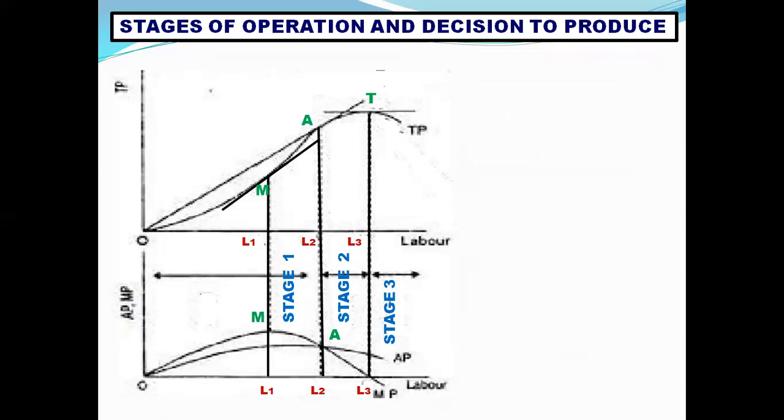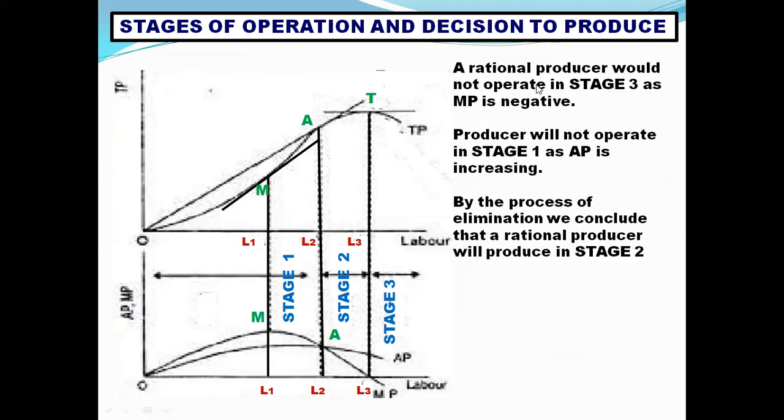Now, in which stage will the producer decide to produce? A rational producer would not operate in stage 3 as MP is negative. Here we see MP is negative because TP is decreasing. Why would a firm spend on employing an additional worker if it results in a decrease in total output? So the producer will never operate in stage 3 because it will result in a decrease in total output when the laborers employed are increasing. So stage 3 is eliminated, right?